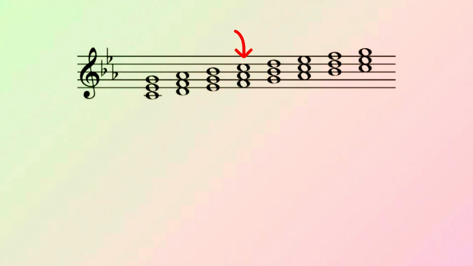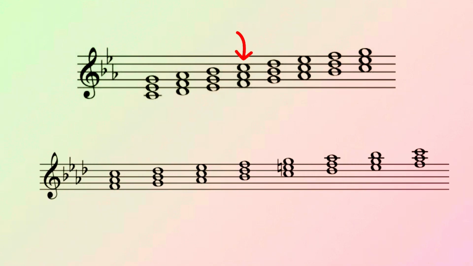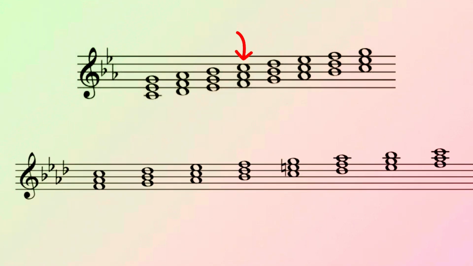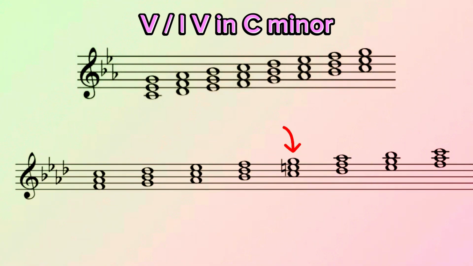But if you're in a minor key, let's say C minor, then the 4 chord is F minor. Now, what is the 5 chord in the key of F minor? Well, it's C major. Now that's considered a 5 of 4, which is a secondary dominant, in the key of C minor.